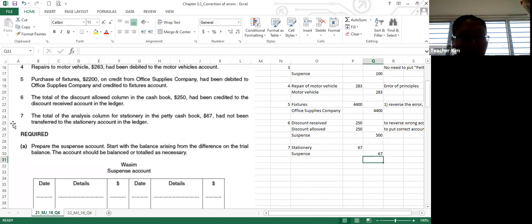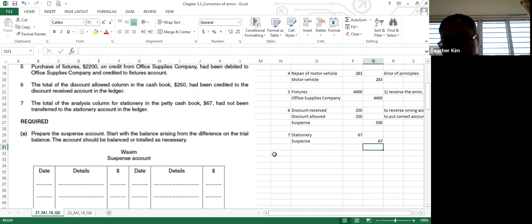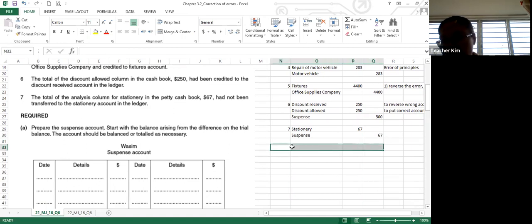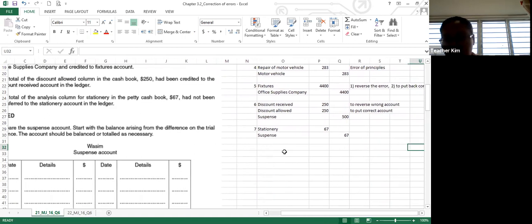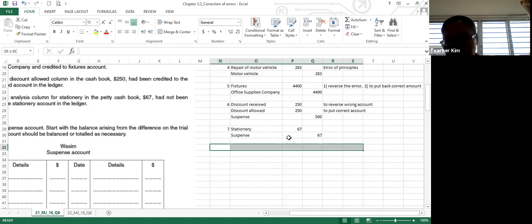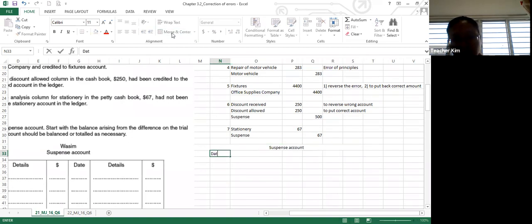So now here they ask to prepare the suspense account. Start with the balance arising from the difference on the trial balance. The account should be balanced or totaled as necessary. So we put in the account. Okay, 6 columns. Suspense. Date. Here. Amount.